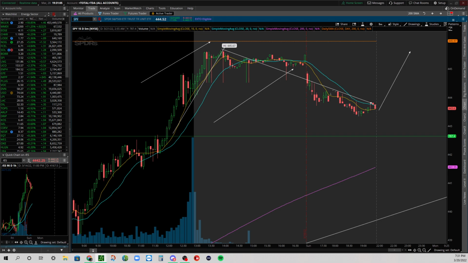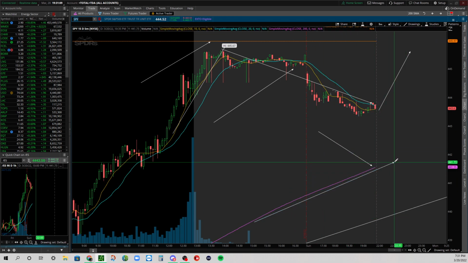If you want to play the long side, wait for the 200 SMA bounce, because you have upside momentum on the 5 minutes.